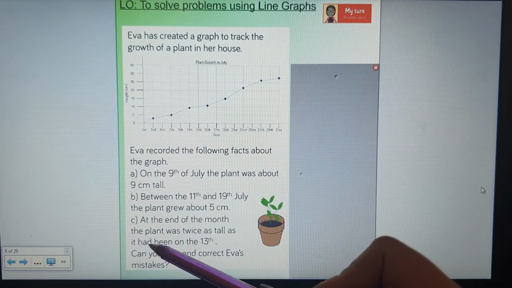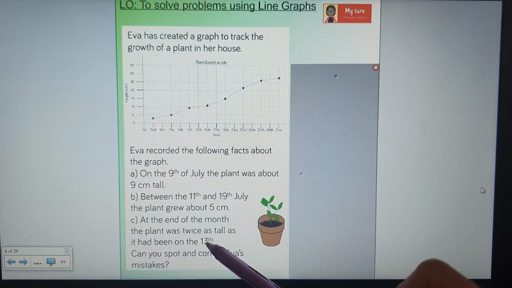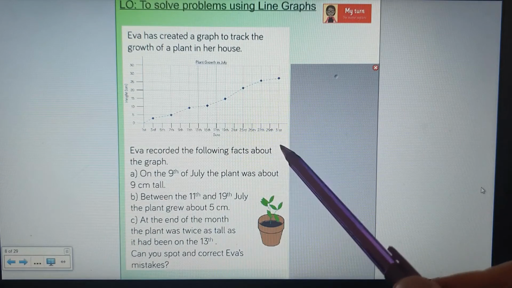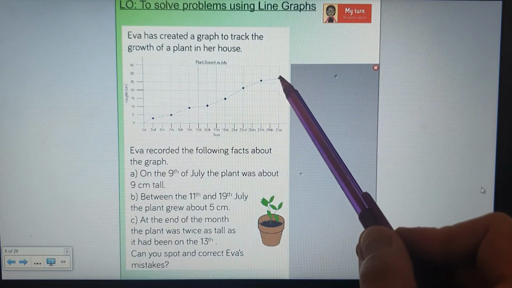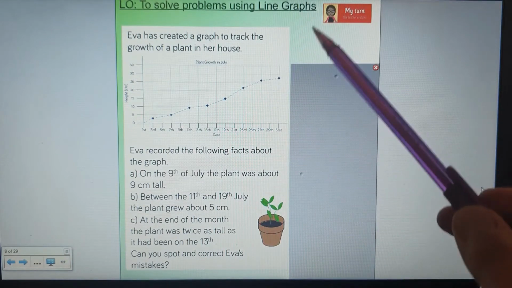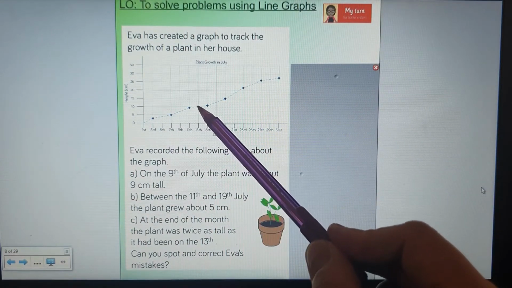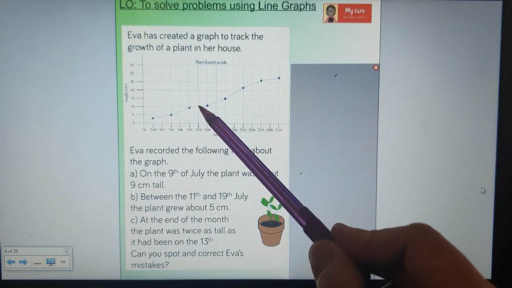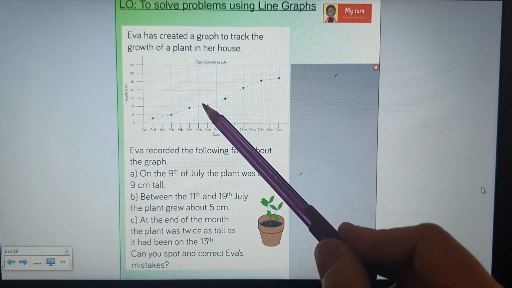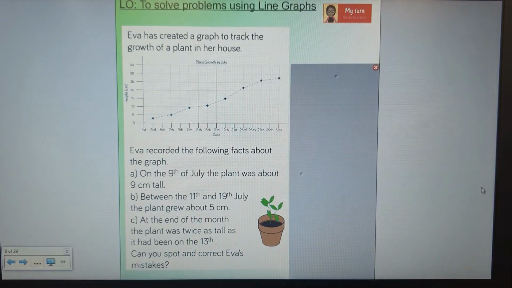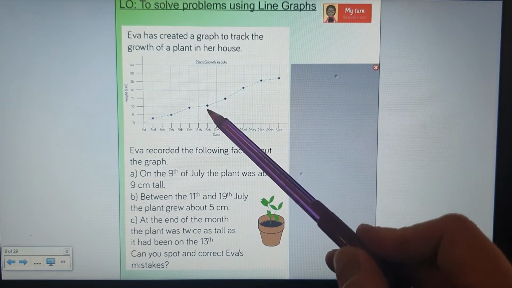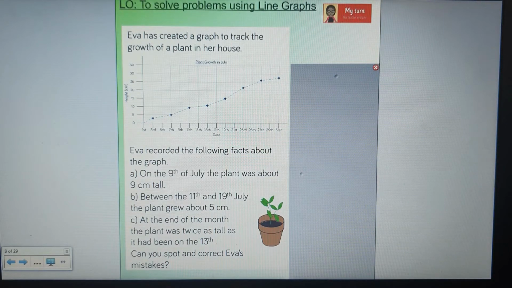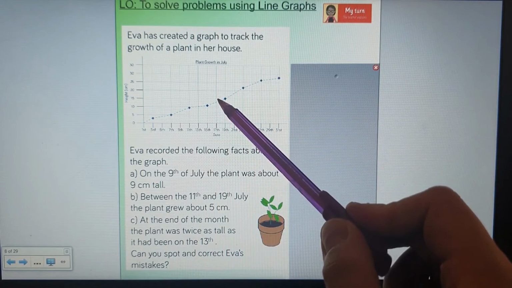C. At the end of the month, the plant was twice as tall as it had been on the 13th. So I'm going to look at the end. So the end of this month is 31 days in July. And up here, it's just above halfway. So it's about 28 centimetres. If I came across to here, on the 13th, it was actually around 10. So that's not half, is it? So to correct that, you want to be halfway, you want to be at 14, so you'd want to be somewhere around the 17th here, so that's nearly 15.